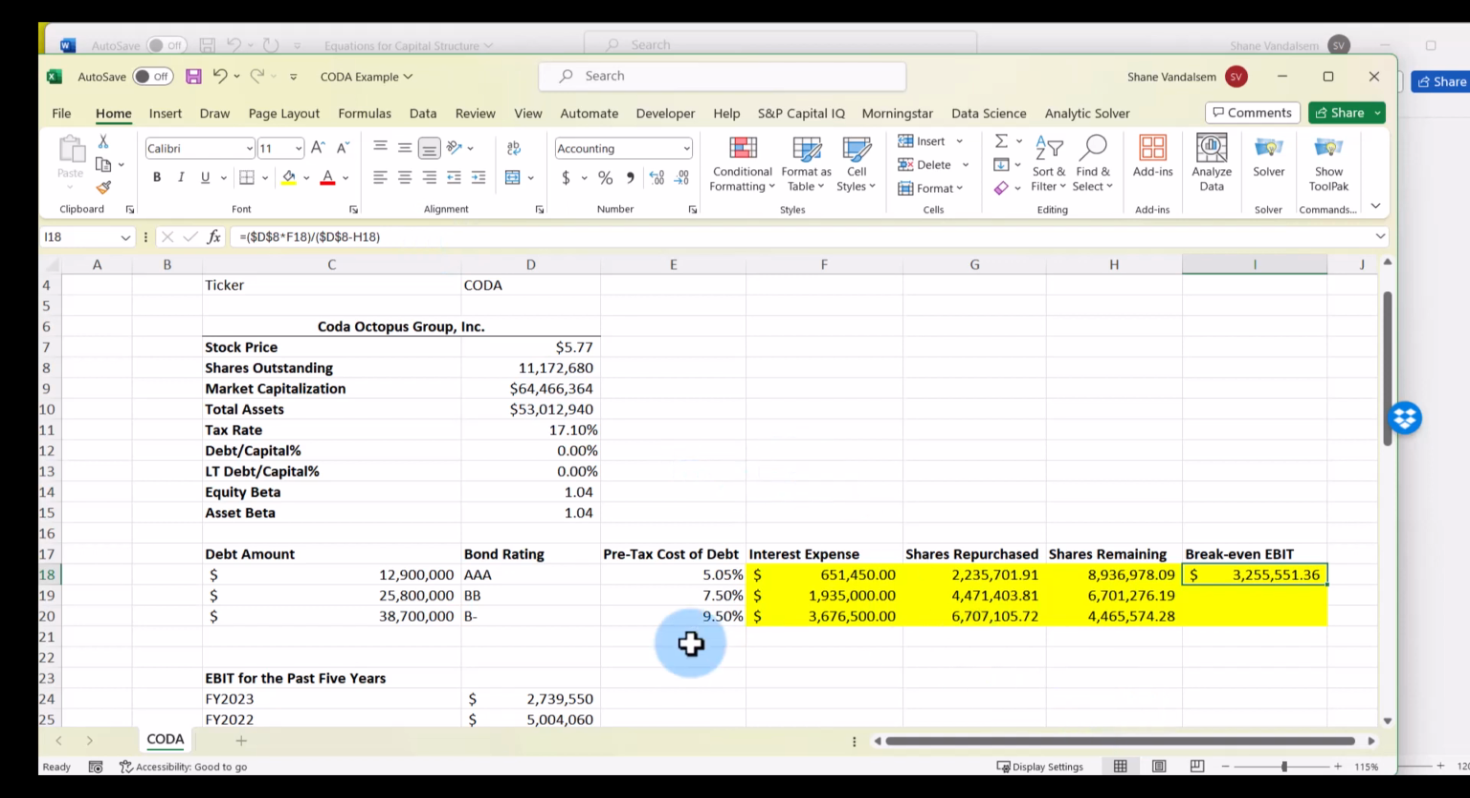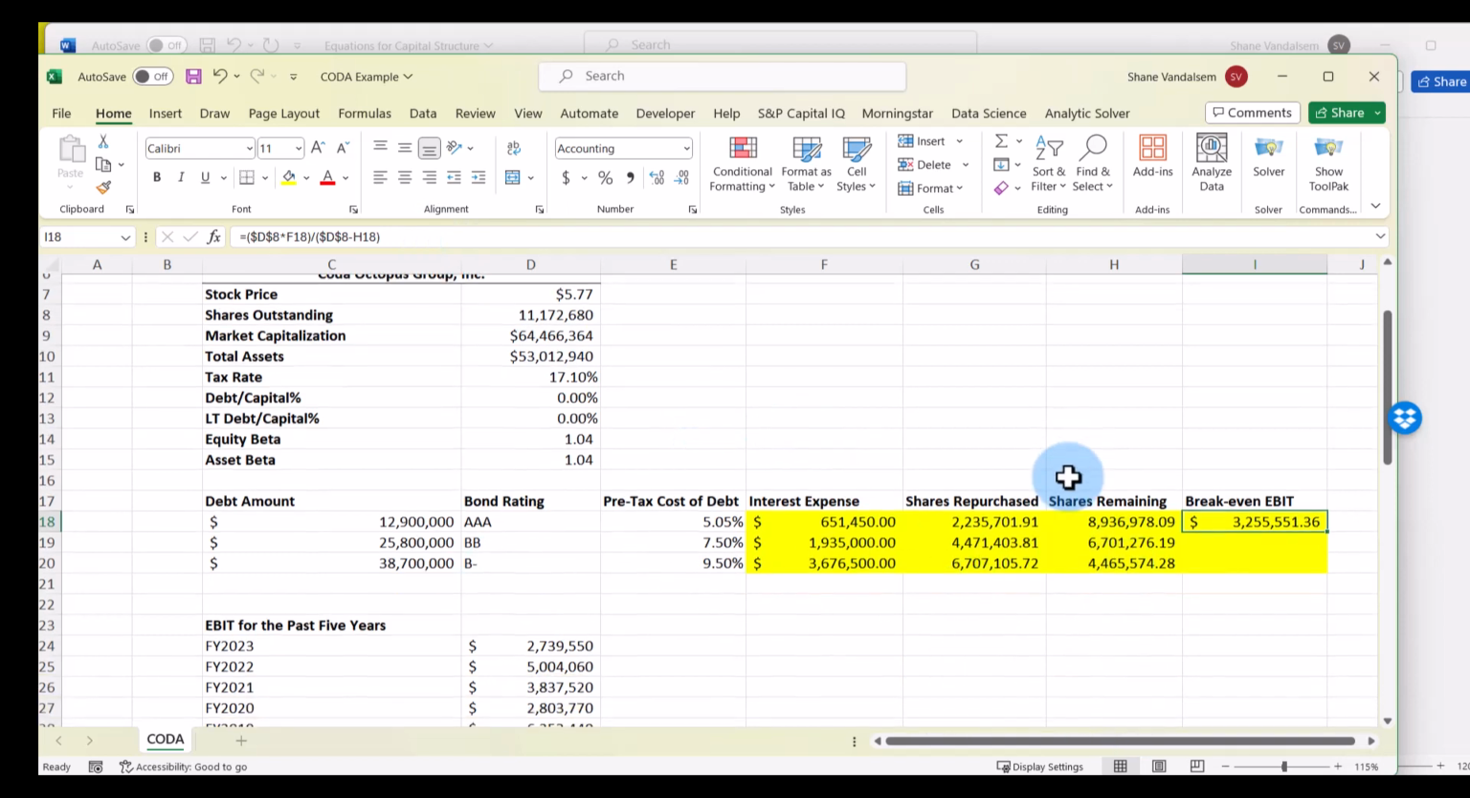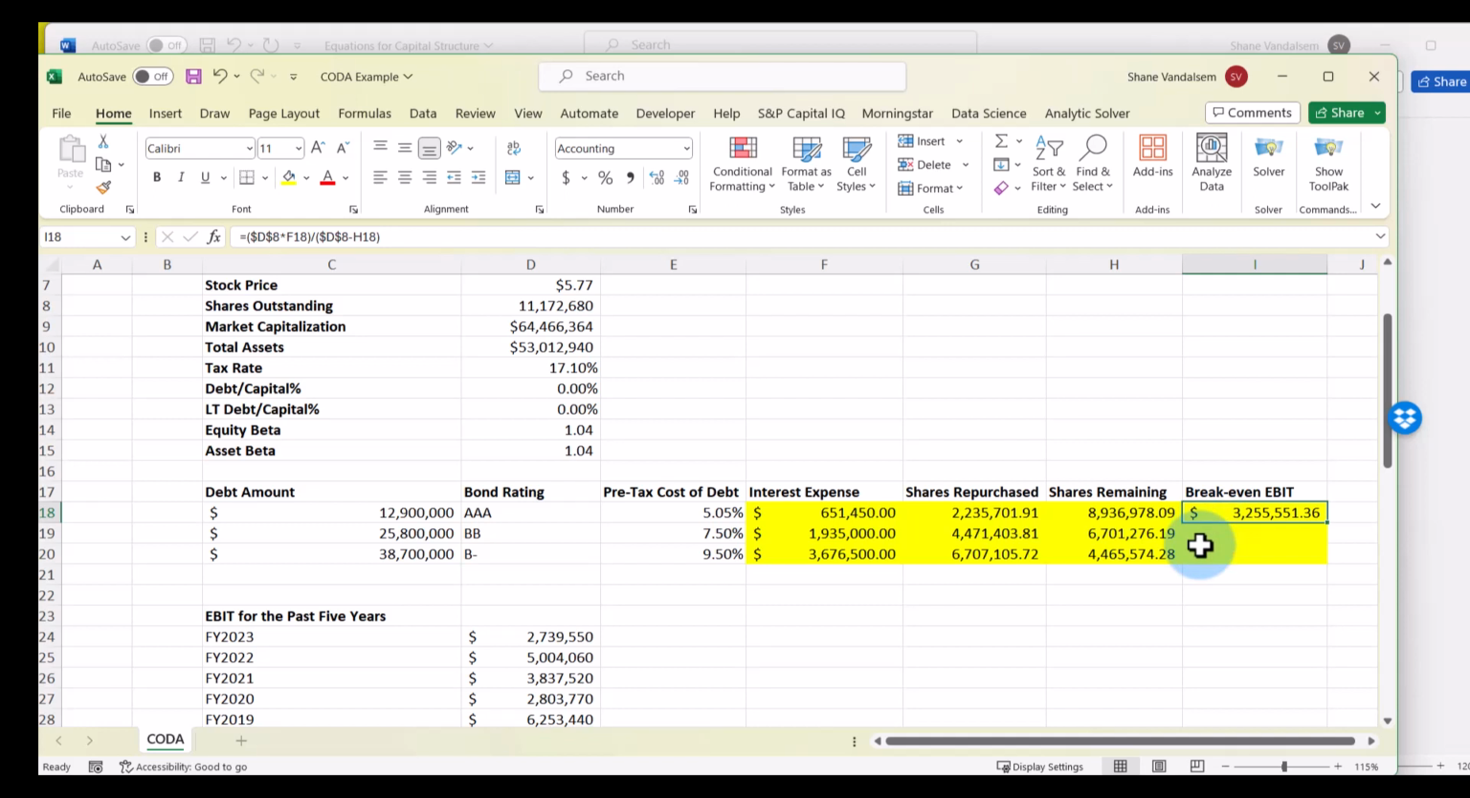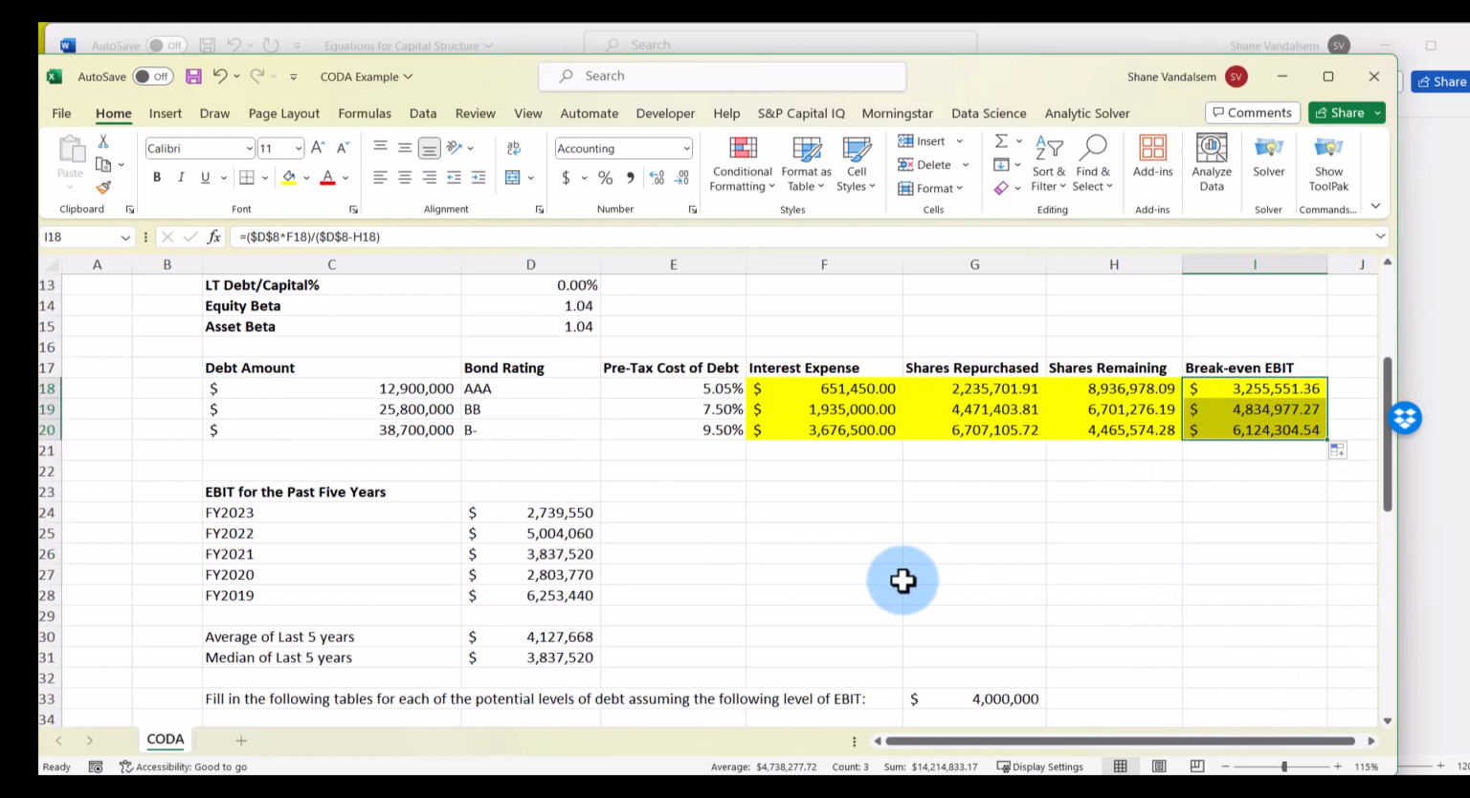So for our first level of debt, the firm would need to have an EBIT of $3.255 million approximately for that to make sense for the stockholders. I'm going to drag this down now, and as we take on more and more debt, that break-even EBIT will increase. In general, if the EBIT is less than the break-even EBIT, the earnings per share will decrease for the stockholders if the firm takes on that level of debt.